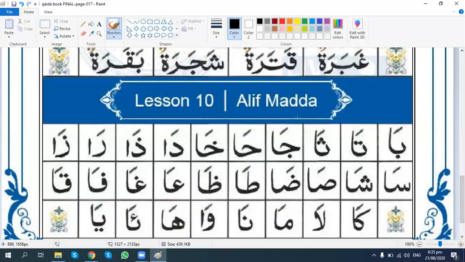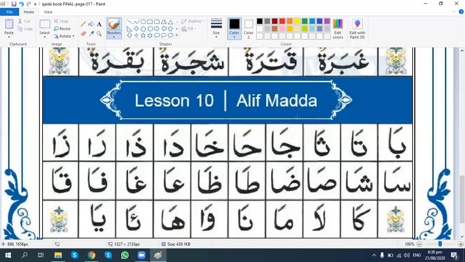Continue. Okay. So in this lesson, we will tell our student brief information. As I told you, whenever we start any lesson, first of all, we give brief information or an introduction to our students about that lesson. So this lesson is lesson number 10, which is about Alif Madda.